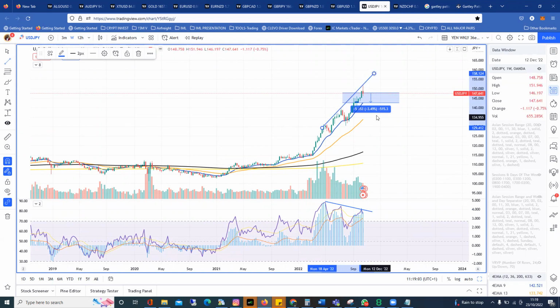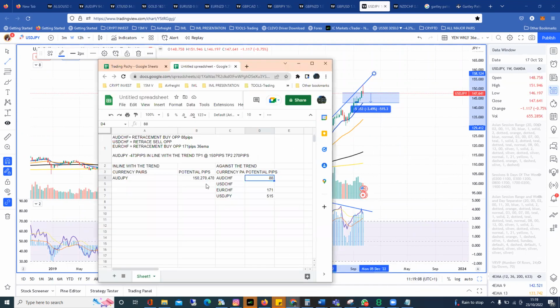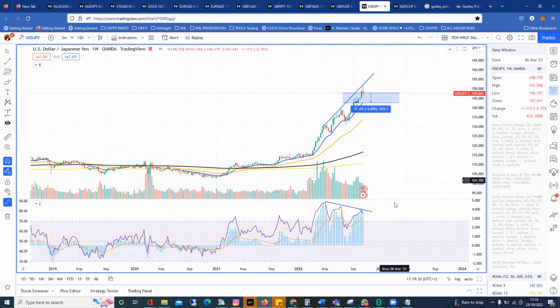And this is the one that's offering us much pips. Anyway, if we go back to our sheets, you can see that the dollar yen offers us about 515 pips. So if I want to do further detailed analysis, I'll be considering dollar yen, although it's against the trend, and I'll be considering Aussie yen in line with the trend, so just a little bit of analytical preparation to guide you into how the market will behave in the new week.